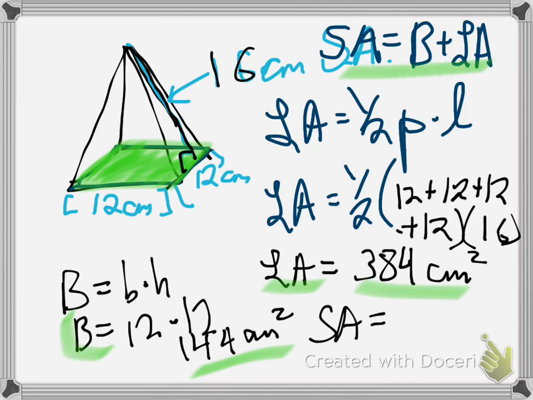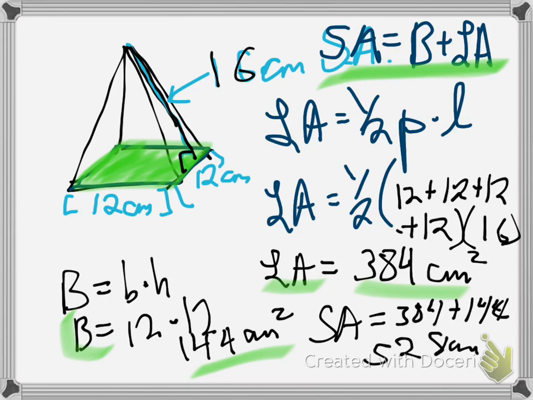Maybe, right? So 384 plus 144 is 528 centimeters squared. All right. So that's how you find the surface area of a pyramid.